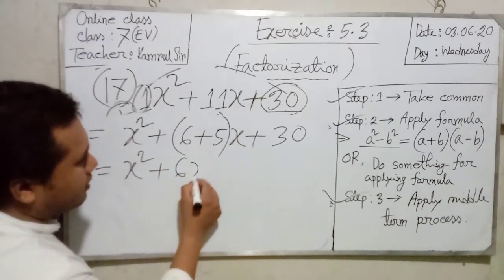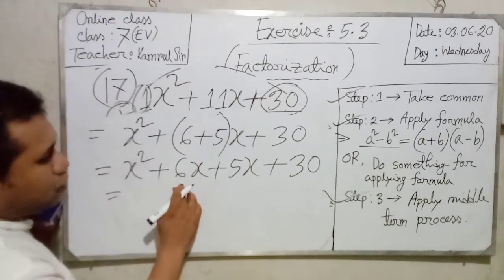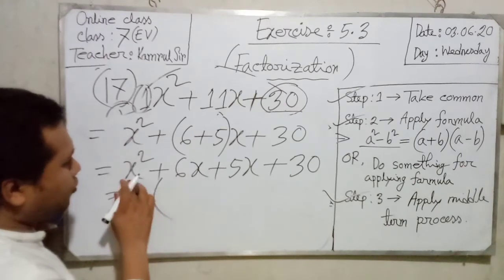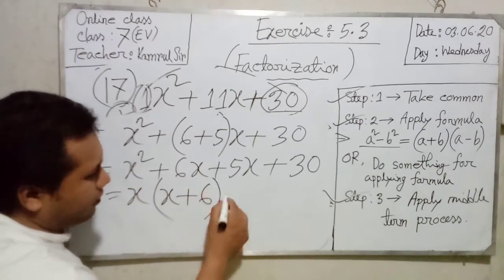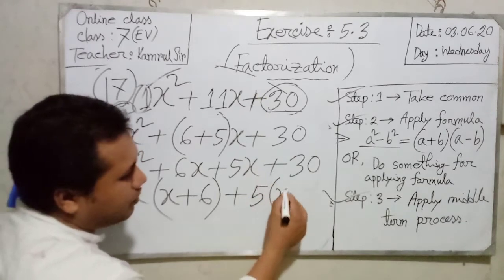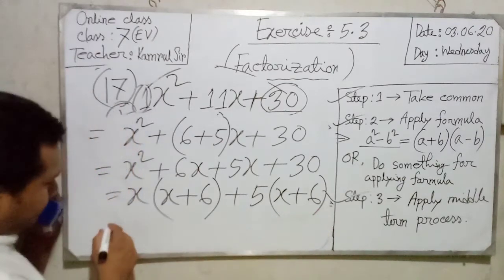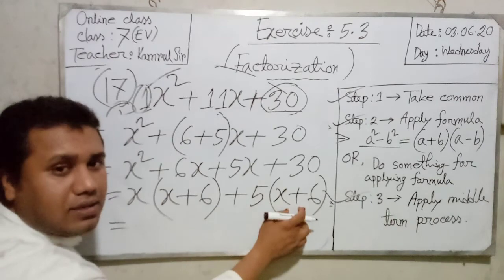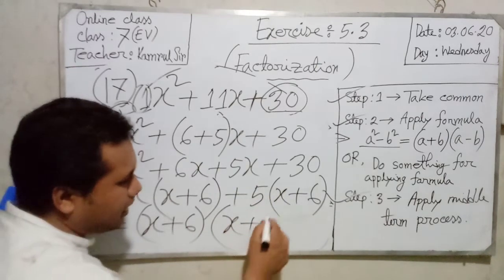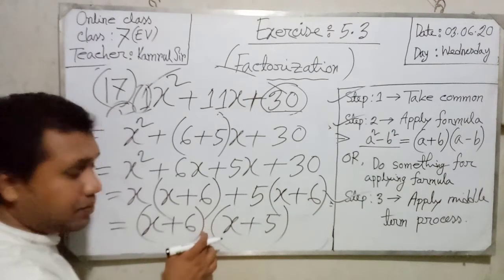Now remove the bracket: x square plus 6x plus 5x plus 30. Clear? Now these two terms and these two terms. Take common, here common is x. If we divide, the answer will be x and 6. Now in these two terms, 5 is common. If we take 5, the division answer will be x and 6, because 30 divided by 5 is 6. Now in these two terms, x plus 6 is common. So take x plus 6 as common. Now our answer will be x plus 5. Clear?